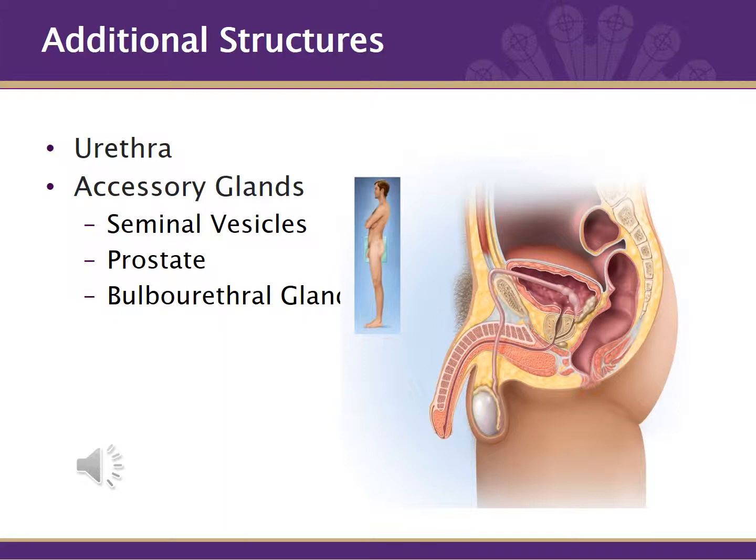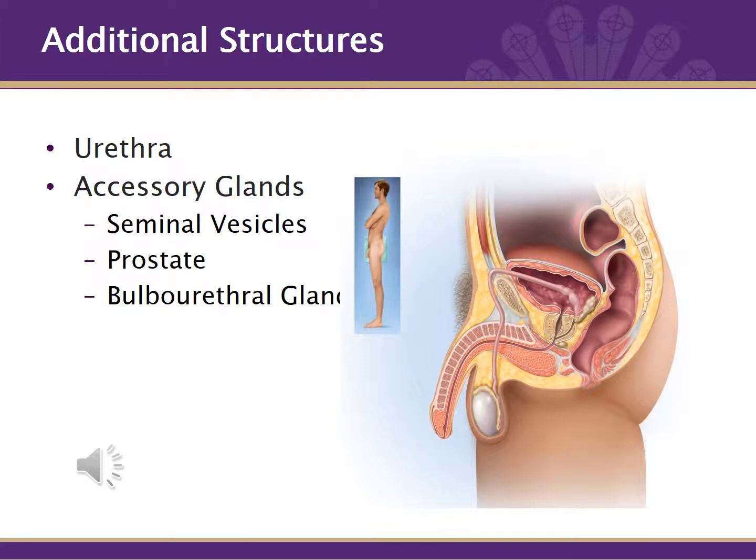There are a number of accessory structures in the male system that contribute to the volume of semen. The seminal vesicles are a pair of glands found posterior to the bladder. These glands secrete a milky fluid called seminal fluid that makes up about 60% of the volume of semen. The prostate gland surrounds the urethra and the ejaculatory duct and is found right below, or inferior to, the bladder. It secretes a substance known as prostate fluid that makes up approximately 30% of the volume of semen.